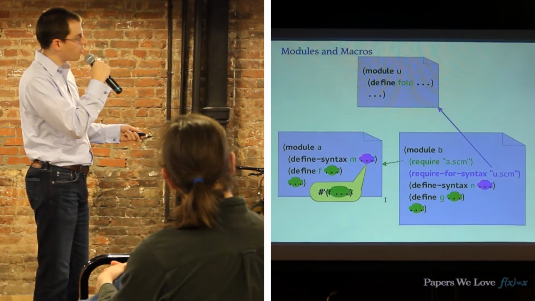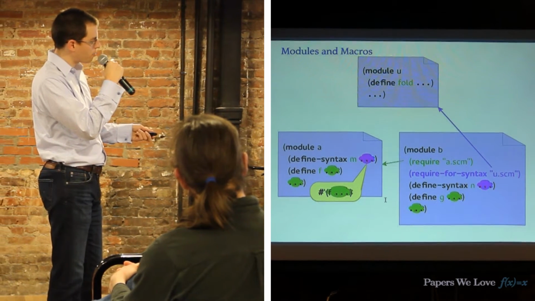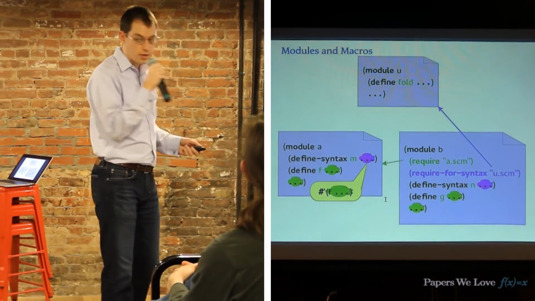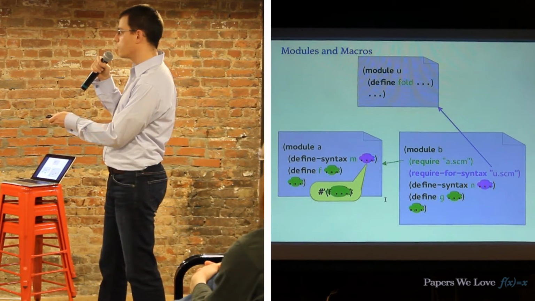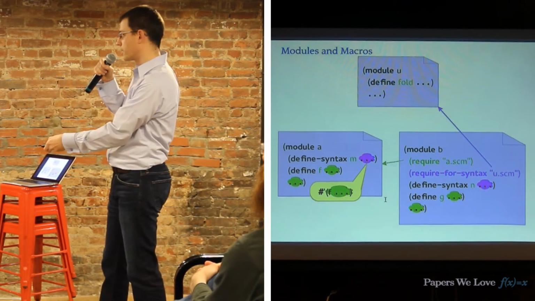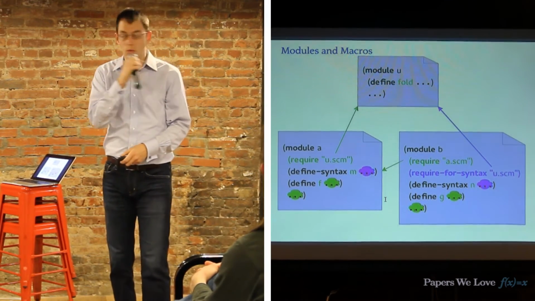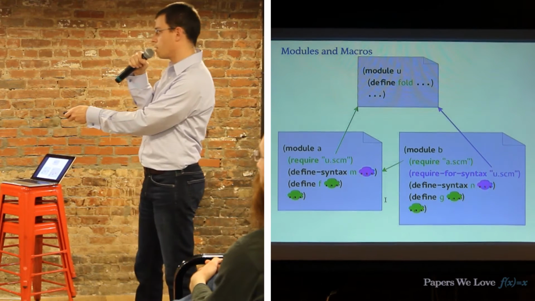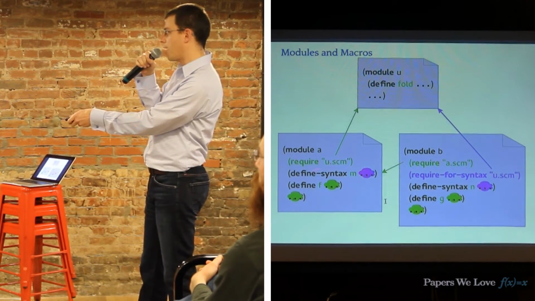So what we're going to do there is we're going to require U for syntax. That is, we're going to say we want to use the things defined in the U module at purple time. But note that up here, the thing we're defining in U is written in green. Fold here is written in green. So we can also, however, have an arrow where we use fold at runtime from A.